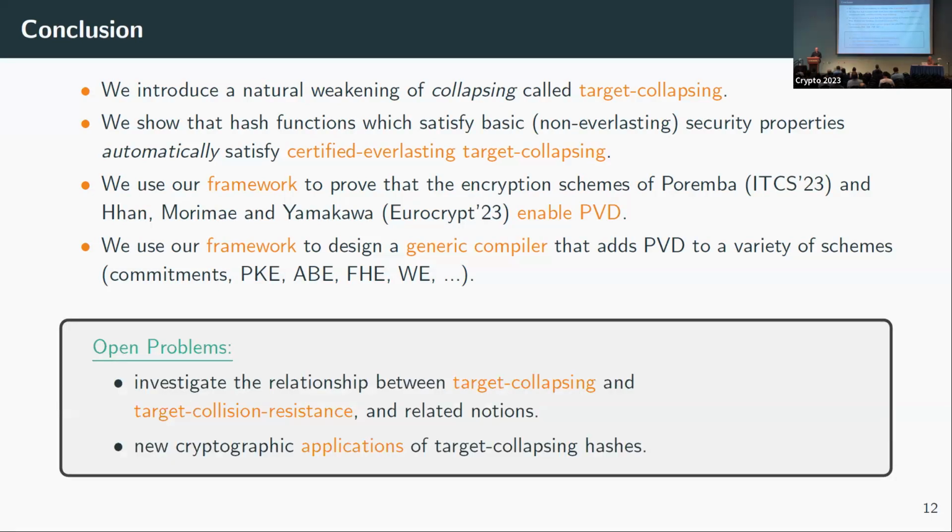Okay, so I want to finish with two open problems. So the first one is what I mentioned just now, which is, is target collapsing actually different from target collision resistance? Is it true that target collapsing doesn't necessarily imply that target collision resistance also holds? And another open problem that I care about personally is, are target collapsing hashes as a concept useful for other things, not just certified deletion? Okay, so it'd be really cool if anyone found new applications of this definition.